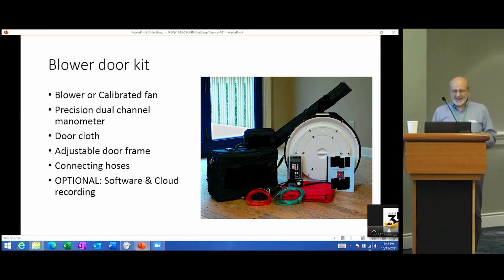So a blower door kit, if you're, again, it sounds like you're familiar with it, but it's a calibrated fan, a door cloth, a frame, hoses, and a meter that allows you to assess what the airflow is through the fan.